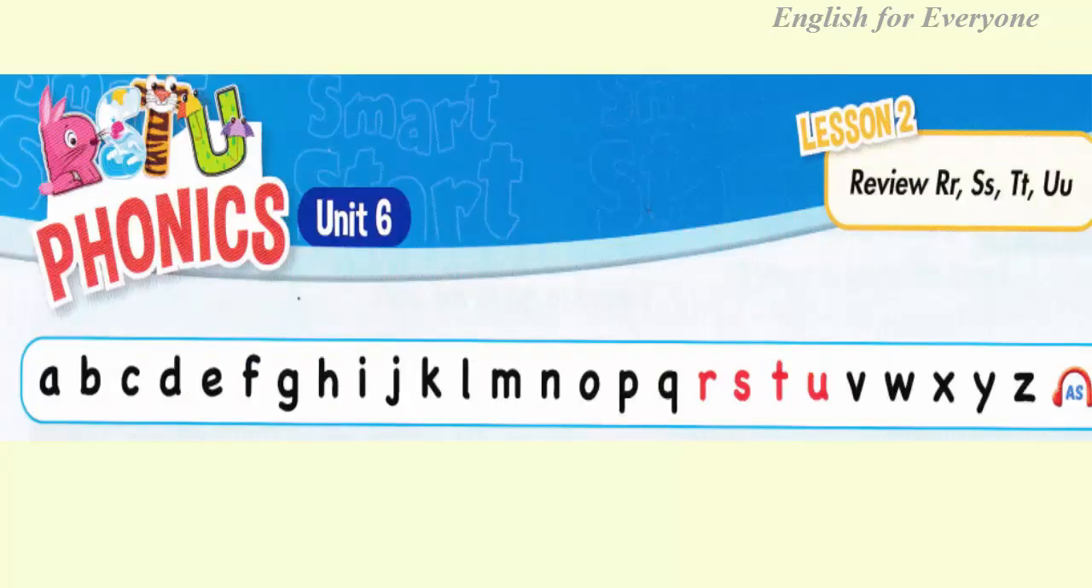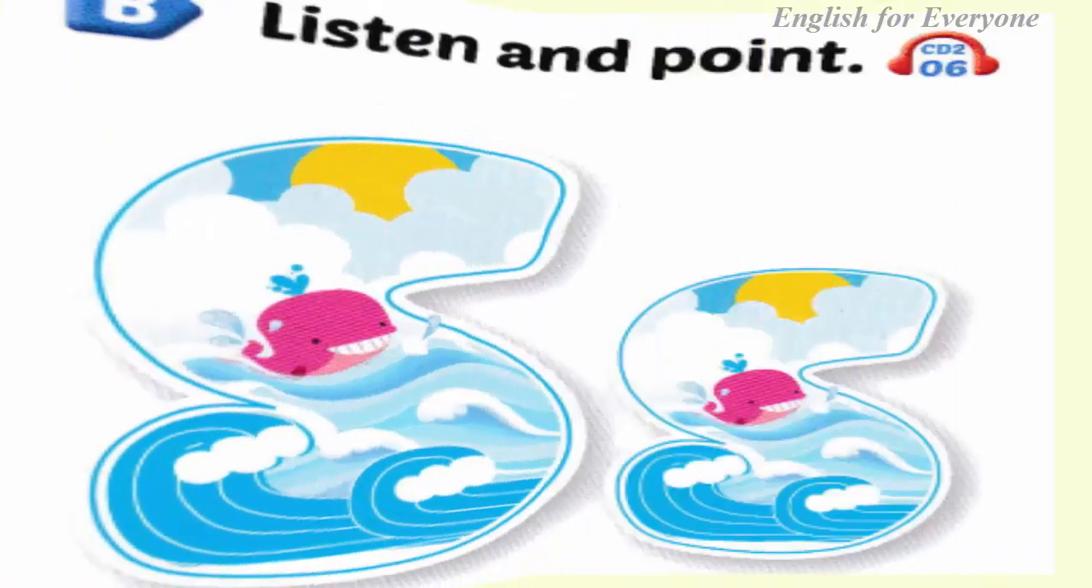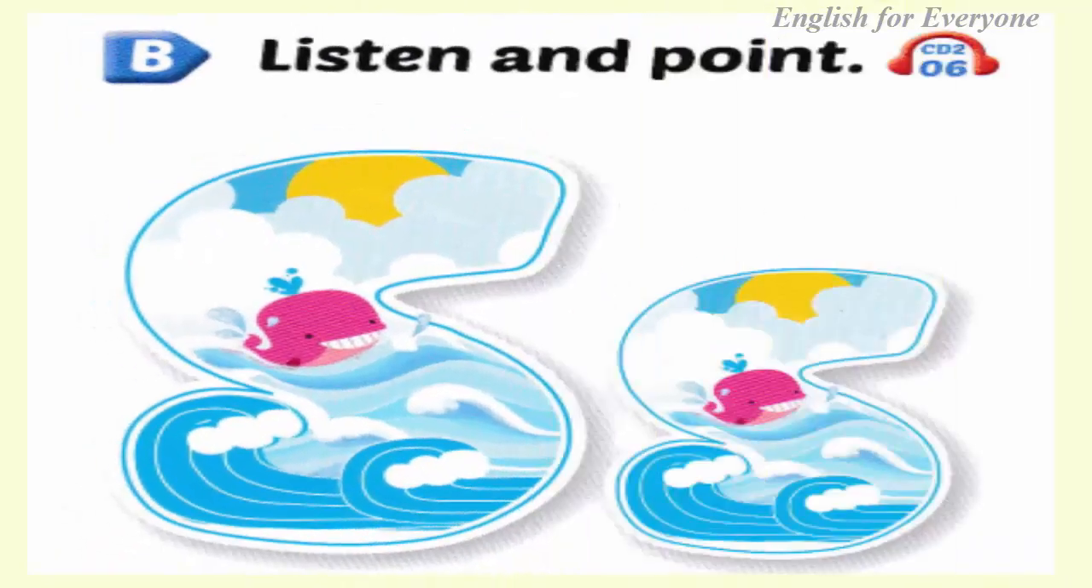Unit 6. Around Town. Lesson 2. 1. Listen and repeat. R. 2. Listen and point.